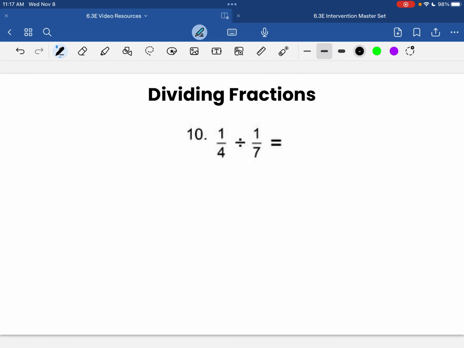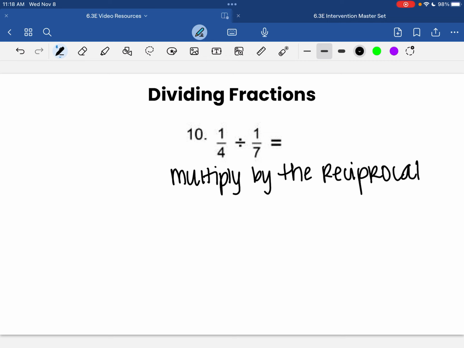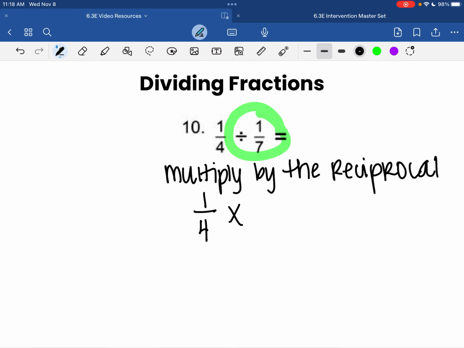So we have 1/4 divided by 1/7. And when I look at this fraction, generally speaking, my most efficient strategy would be to multiply by the reciprocal, because in order to create common denominators, I would need to change both fractions. So I'm just going to multiply by the reciprocal here. So that means I'm going to rewrite it as 1/4 multiplied by the reciprocal of the second fraction, which becomes 7/1.